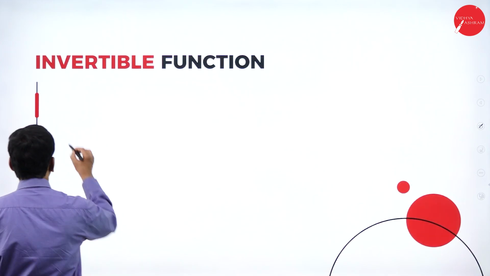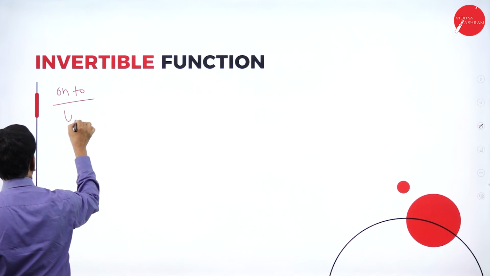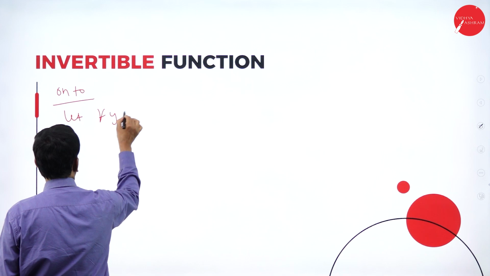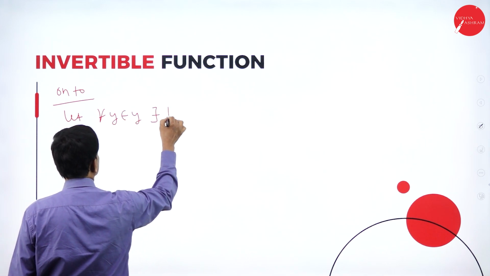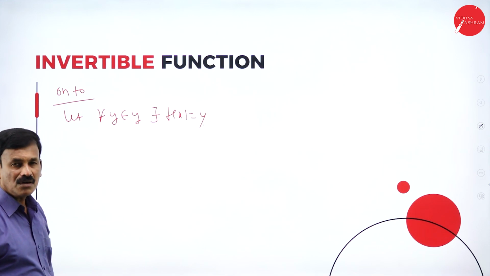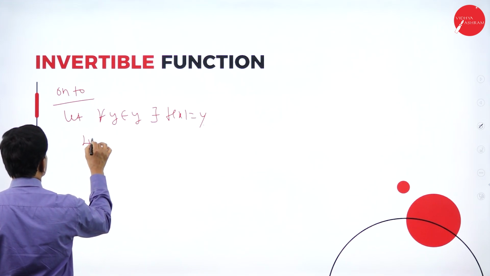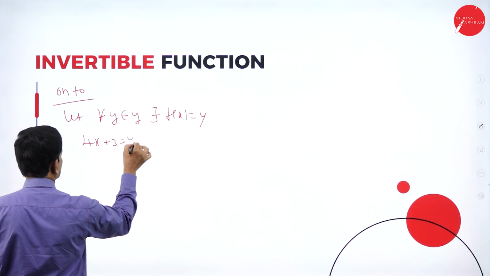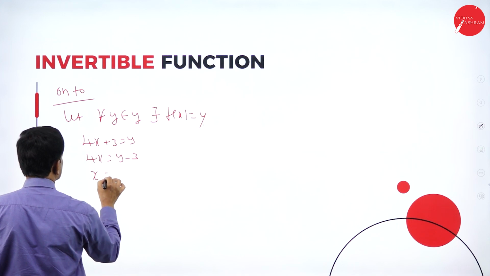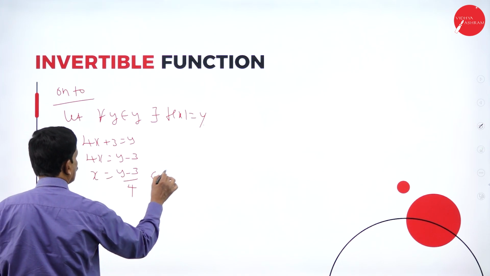Now to verify onto function, what is the condition? Let for all y belongs to Y, there exists x such that f of x is equal to y. Now what is f of x? f of x is 4x plus 3 is equal to y. 4x is equal to y minus 3. x is equal to (y minus 3) by 4, which belongs to R.